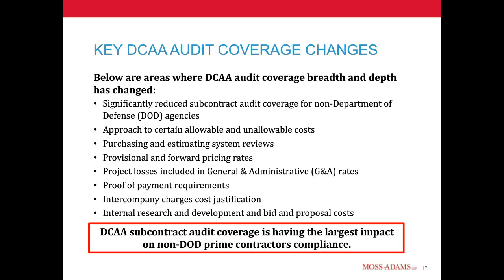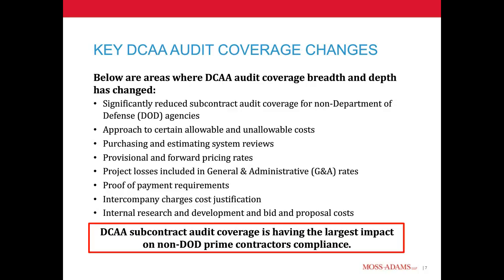DCAA's approach to certain allowable and unallowable costs has changed, mainly because the backlog of incurred cost audits has caused DCAA to find more efficient ways or target certain unallowable or allowable costs. Most notably, executive compensation. Before it was check the top 5 and measure the cap, basically the unreasonable compensation cap, and now it's check all executives for reasonable costs. So they're expanding their scope in that area.